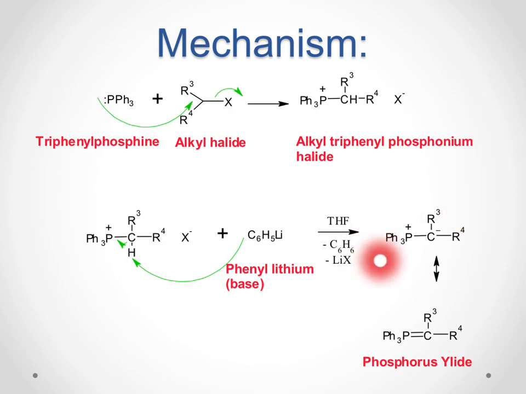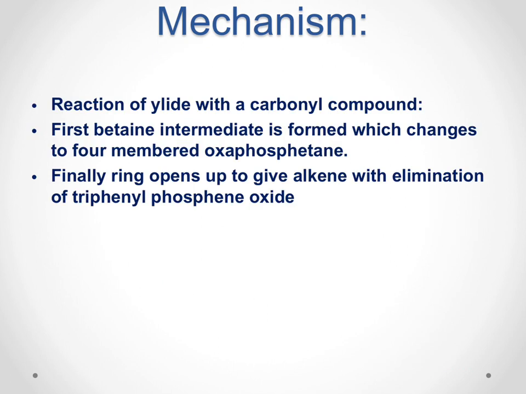So this is the phosphorus ylide. If I shift this negative charge from the carbon, the electrons between this carbon and phosphorus will give a double bond. So these are the two resonating structures for the phosphorus ylide. So this is how we prepare the phosphorus ylide. Once it has been generated, then we perform the reaction of the ylide with the carbonyl carbon.